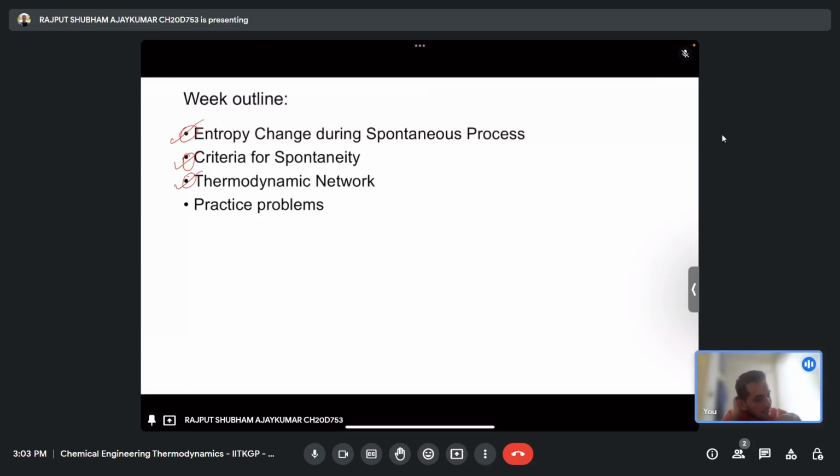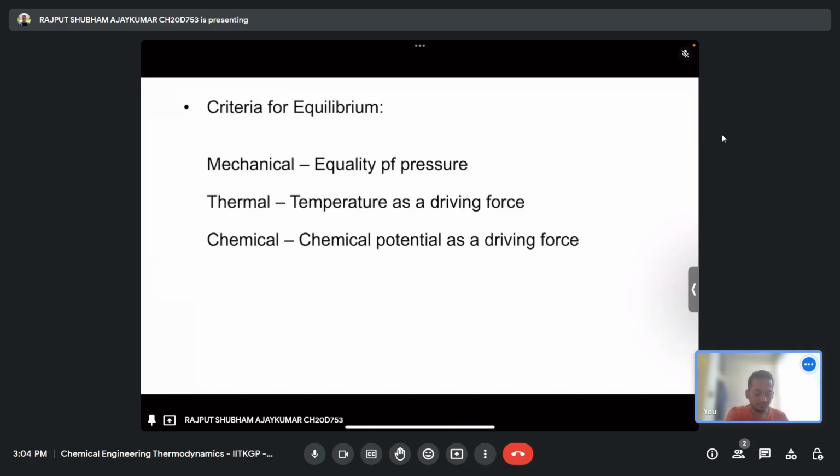I will show you a simple way to represent the thermodynamic network, so that you don't need to mug up anything, you just need to relate some of the terms to each other. That is called the network of the properties of thermodynamics. Then we'll solve some practice problems related to the week 2 assignments and some tutorials taken from different reference books. So the first thing is the criteria for equilibrium.